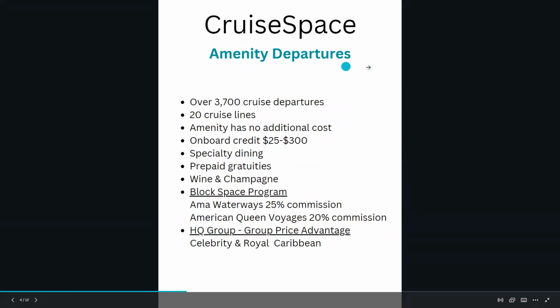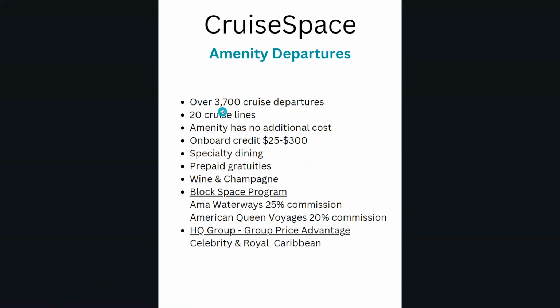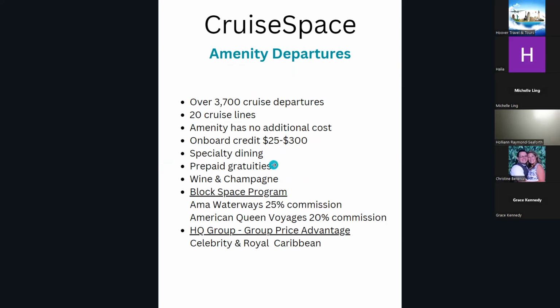So the amenity departures, there are over 3,700 cruise departures, over 20 cruise lines. The amenity has no additional cost to you or your client. The onboard credit usually ranges between $25 to $300. You just have to pay attention, because sometimes it'll be per stateroom, sometimes it's per person. There's different specialty dining, prepaid gratuities, wine and champagne. So these are all of the different types of things that are offered in CruiseSpace with the amenity departure.